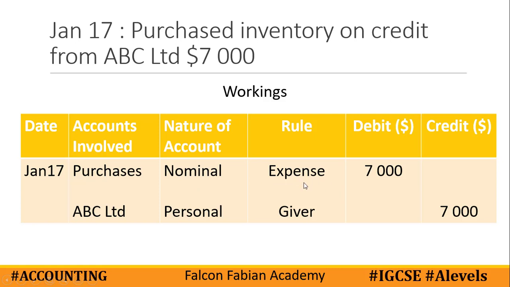So in the rule column we will write the reason that purchases is an expense, and in the debit column the amount that needs to be debited to purchases account. ABC Limited is the next account. The rule of personal account is going to be applied to ABC Limited, and ABC Limited is the giver of inventory to the business. Therefore, ABC Limited's account needs to be credited by 7,000.